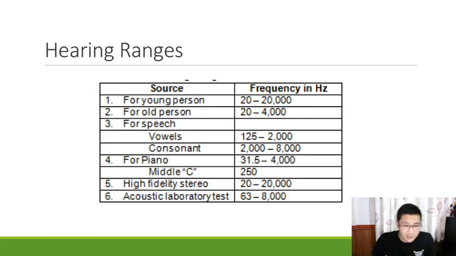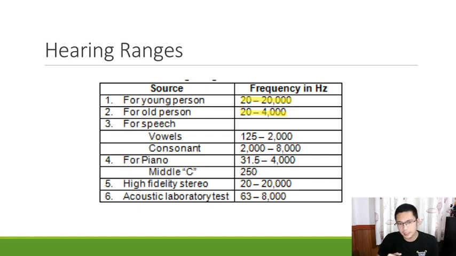Next, hearing ranges. So, yung hearing ranges natin, depende siya actually sa tao. So, let's say for example, bata pa yung person, ang narinig niya is from 20 to 20,000 Hz. Di ba last time, nag-play ako ng video, from 20 to 20,000 Hz. For an old person, ito yung 20 to 4,000 Hz lang. So, ang nangyayari, kapag tumatanda tayo, hindi naman tayo hindi na nakakarinig, but nawawala yung capacity natin to hear sound at higher frequencies.